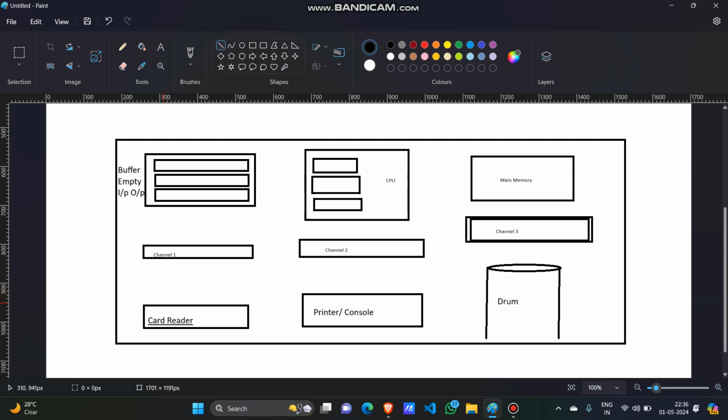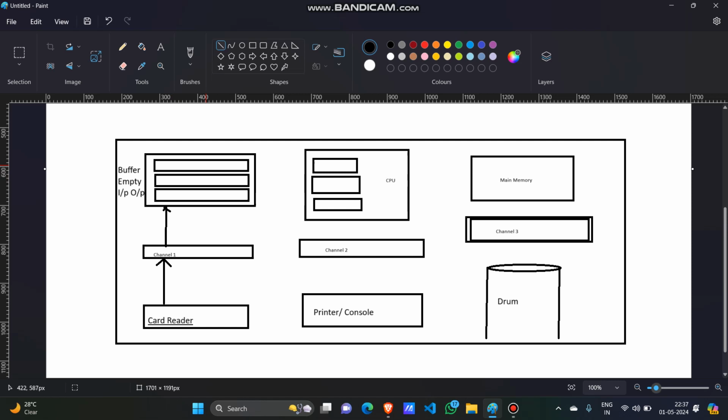So always remember that my card reader would go to channel 1. The data from card reader would go to channel 1 and it would be loaded into the buffer. After getting loaded into the buffer, it would be loaded into the empty queue, and after getting loaded into the empty queue, it would be loaded into input queue, because I know that this is not something I'm going to print as an output, but I'm going to store as an input. So this is the flow from card reader to channel 1, from channel 1 to buffer, then empty queue.